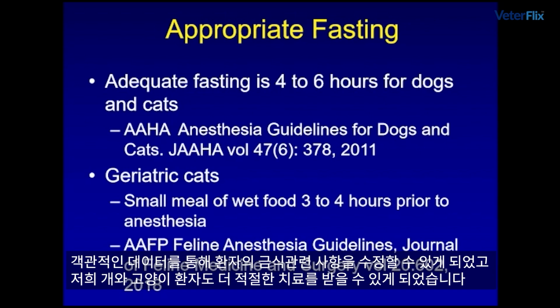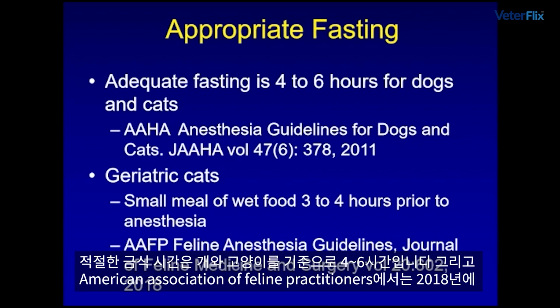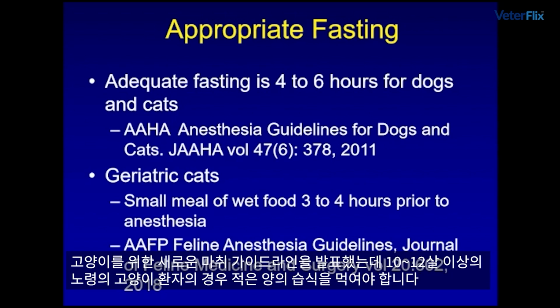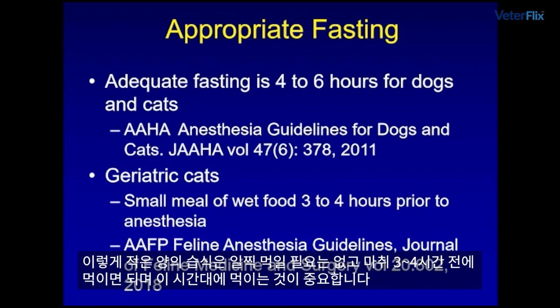Objective data has given us the opportunity to change fasting so that our patients are treated more appropriately as dogs and cats. They said adequate fasting is 4 to 6 hours long for dogs and cats. And then the American Association of Feline Practitioners published new anesthesia guidelines for cats in 2018, and said that geriatric cats, that's cats 10 years old and older, should be fed a small meal of wet food. Now, they didn't say volume. They just said a small meal of wet food 3 to 4 hours prior to anesthesia.